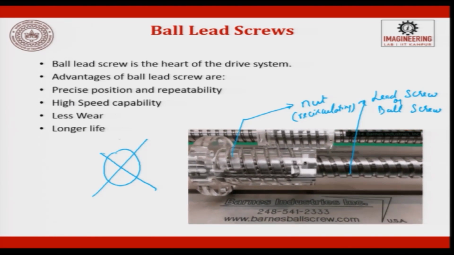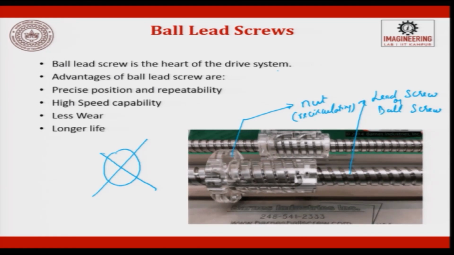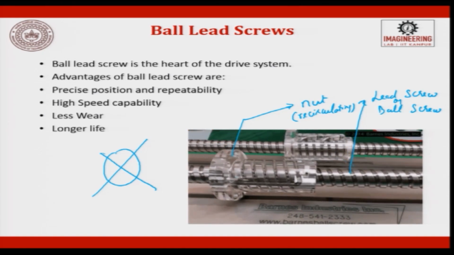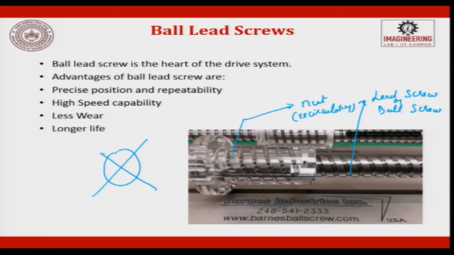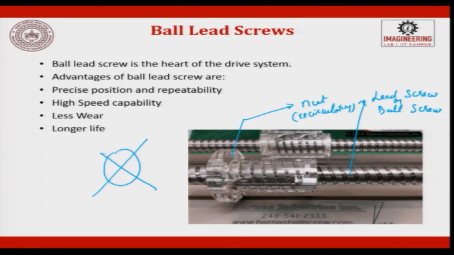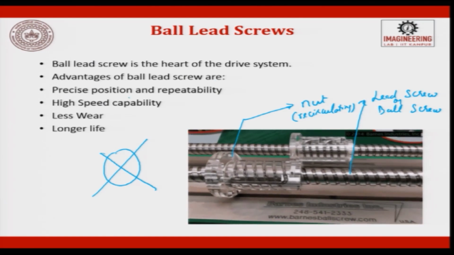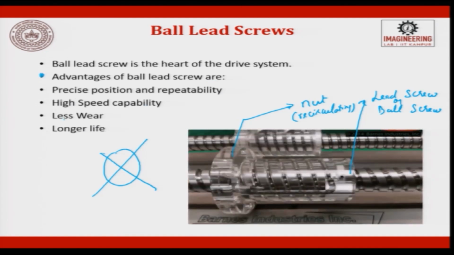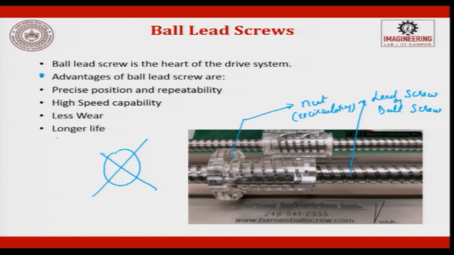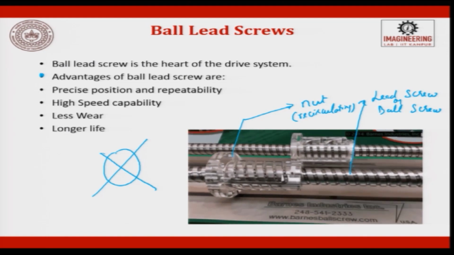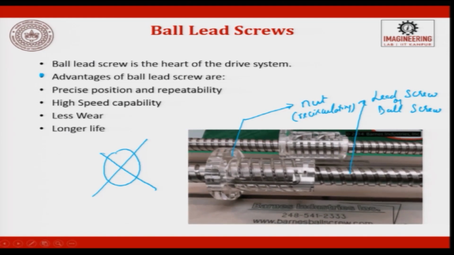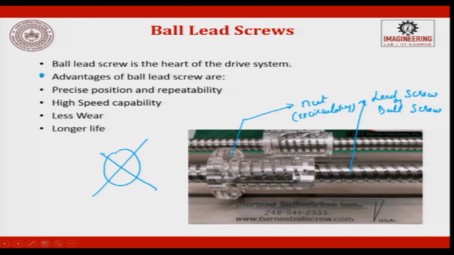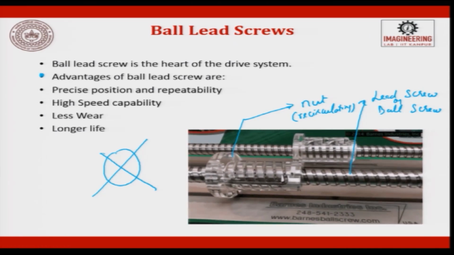The lead screw is the heart of the drive system. If the friction is very high and there is a lot of loss, you will not get the resolution you want, however good a stepper motor you attach. The advantages of the ball screw are precise positioning and repeated loading, high speed capability, less wear and longer life. Since this is a recirculating nut, the balls get circulated, the balls are preloaded and it is covered, so there is no possibility of a dust particle coming in between.